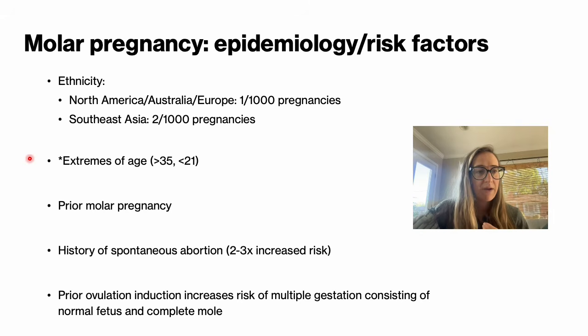And so risk factors: North America, Australia, Europe, 1 in 1,000 pregnancies, Southeast Asia, 2 in 1,000 pregnancies, and then extremes of age is often a buzzword. So less than 21 or greater than 35. A prior molar pregnancy puts you at an increased risk of another molar pregnancy, a small risk, but a higher risk than baseline. And then a history of a spontaneous abortion can put you at an increased risk. And then prior ovulation induction can increase the risk of multiples, and can slightly increase your risk of having a normal fetus and a complete mole.